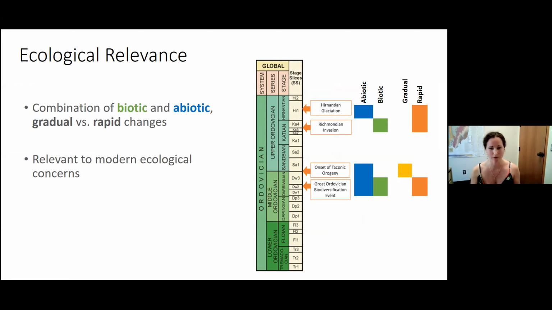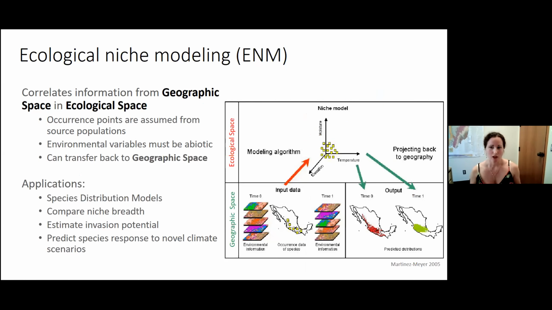For modern conservation efforts, it's really important to understand how species will respond in the long term to changing environments. And one of the best ways that we have to try to understand how they're going to respond is by looking at the ecological niche and trying to predict species response to specific changes in the environment. One of the classic ways that we can use to try to quantify a species' ecological niche is through a method known as ecological niche modeling, or ENM.